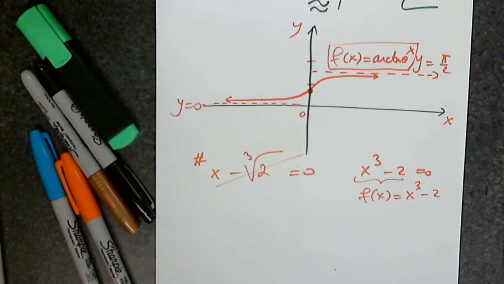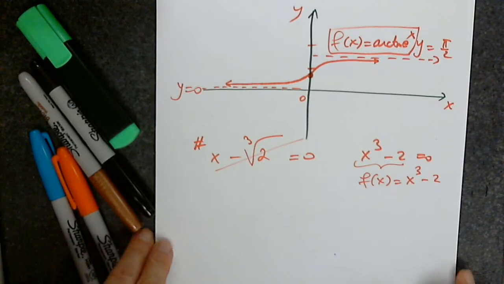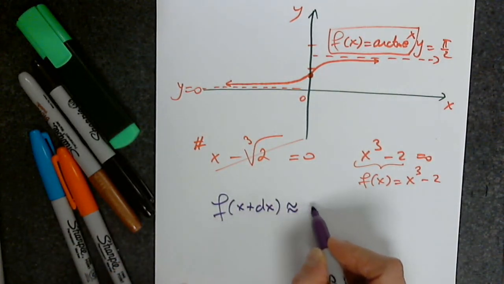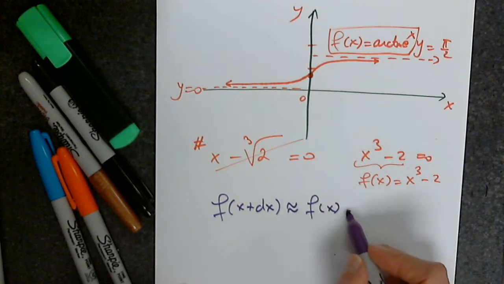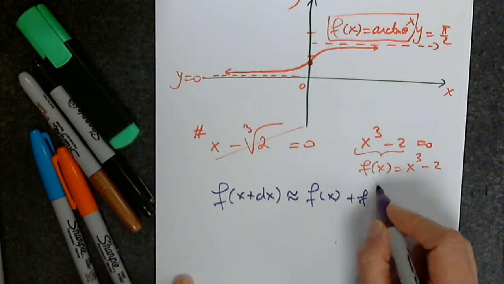So if you remember how we approximate, so we have f of x plus a little bit is approximately f of x plus f of x plus a little bit, which is dy, or f prime of x dx.